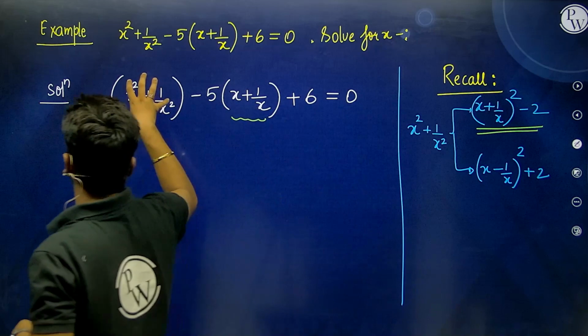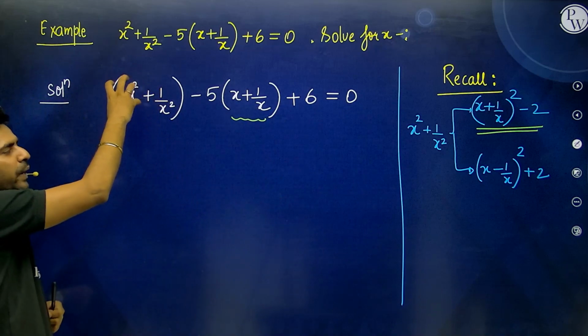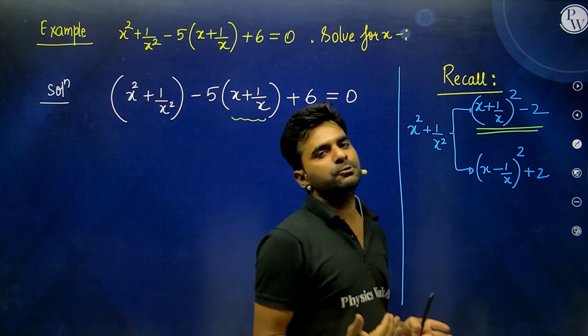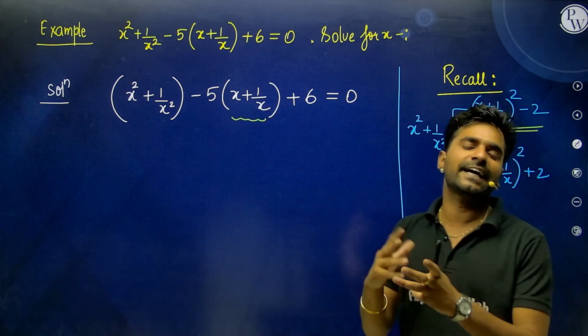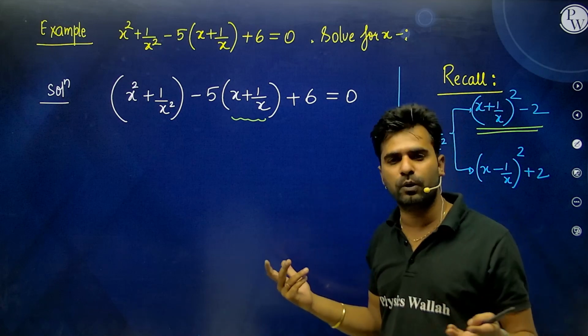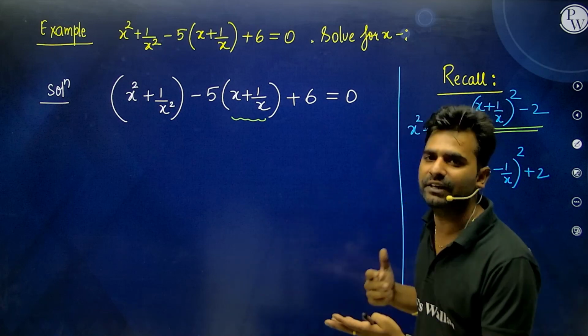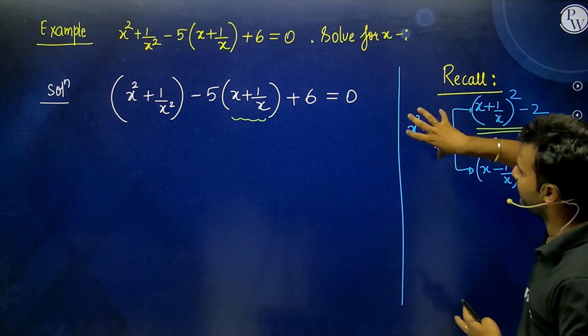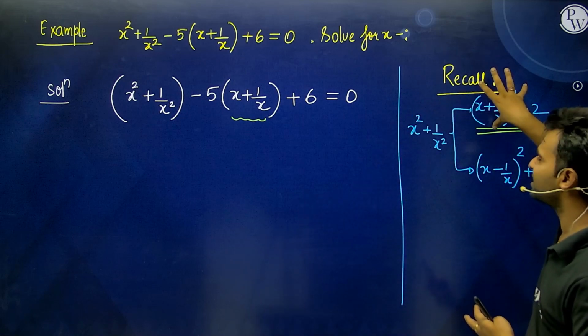But can we convert this x square plus 1 by x square in terms of x plus 1 by x? Same thing, x plus 1 by x comes again and again in the problem. We can assume it as t and then make it a quadratic, and we know how to solve a quadratic, so the question can be solved in a relatively easier way. That is the purpose of putting it in this form.